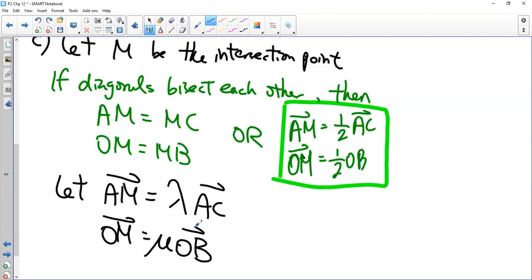After the calculation, what would you expect to be the answers for lambda and mu? A half. Okay, so that's the aim of the proof. So you expect lambda and mu to be a half.